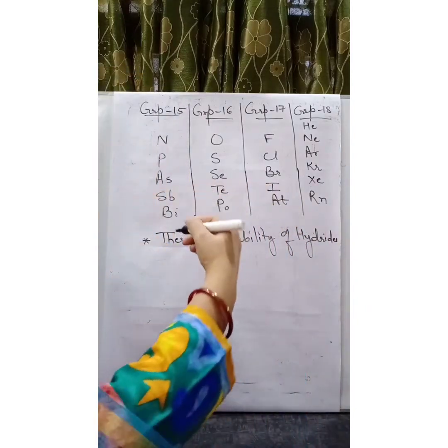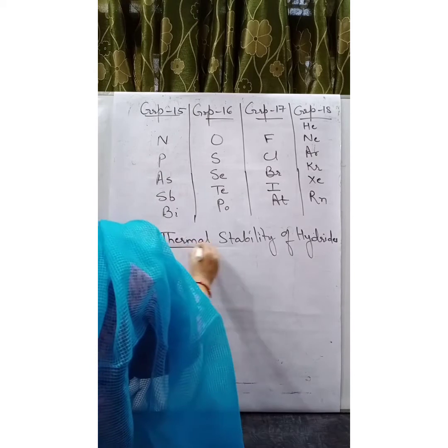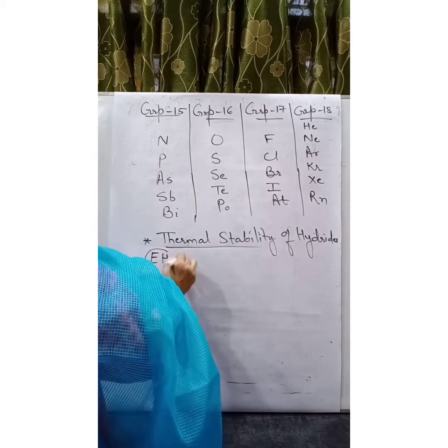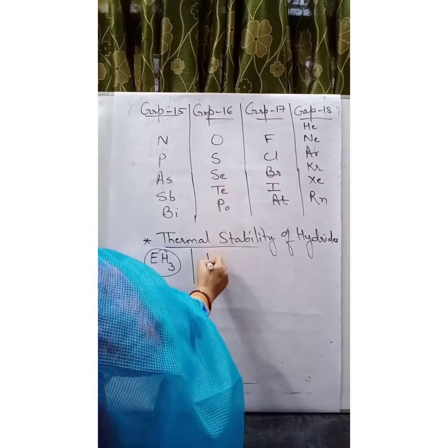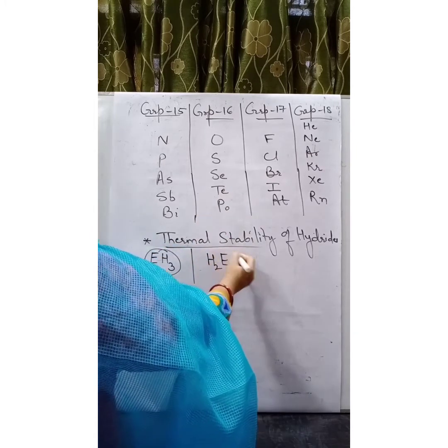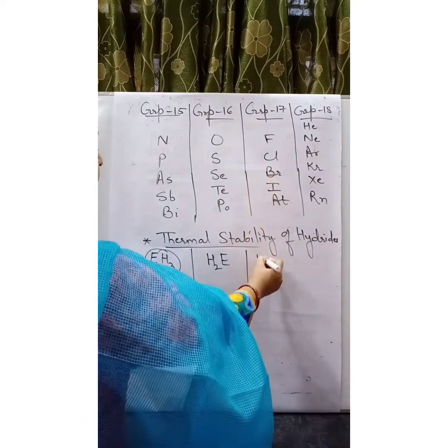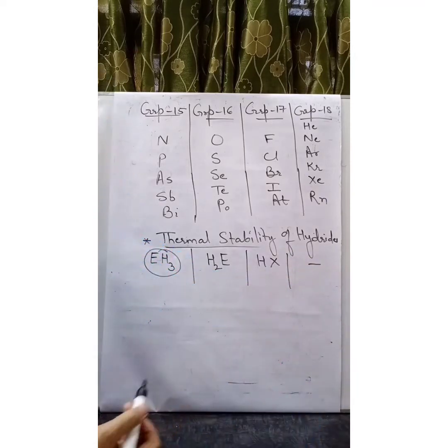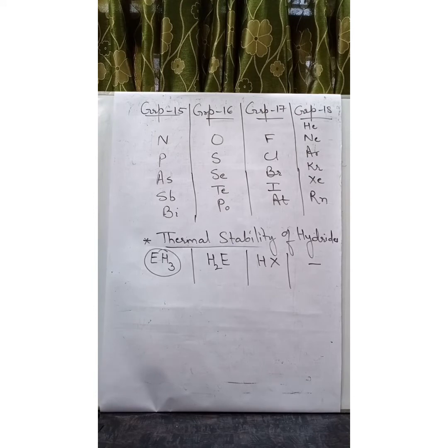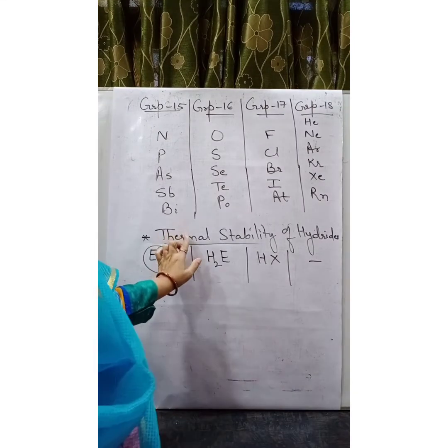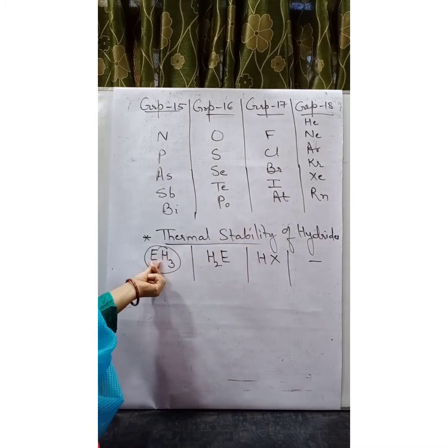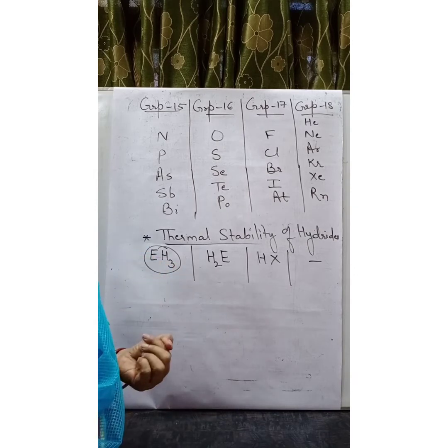As we already know, group number 15 forms hydrides of the type EH3. Group number 16 forms hydrides of the type H2E. And group number 17 forms hydrides of the type HX. Group number 18 does not form any hydride. That means they don't react with hydrogen. Thermal stability means, on heating, whether the bond between the element and hydrogen is stable or not.